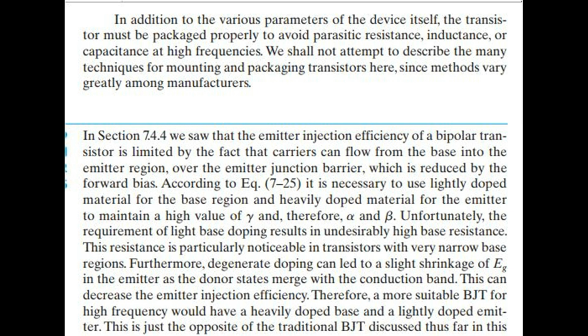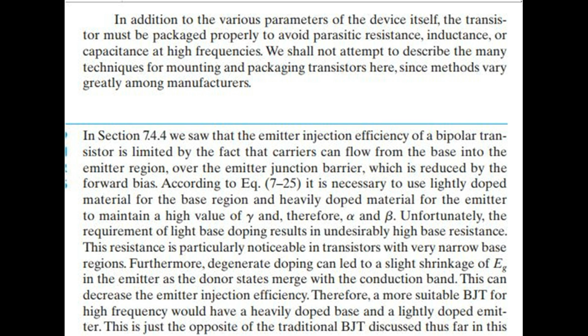In section 7.4.4 we saw that the emitter injection efficiency of a bipolar transistor is limited by the fact that carriers can flow from the base into the emitter region, over the emitter junction barrier, which is reduced by the forward bias. According to Eq. 7-25, it is necessary to use lightly doped material for the base region and heavily doped material for the emitter to maintain a high value of γ and, therefore, α and β.